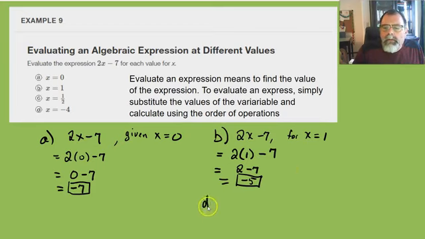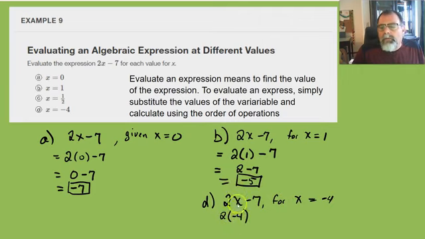Let's do D. I guess I could have done both of them. So 2x minus 7 for x is -4. So 2 times -4. This is what I'm saying. If you do parentheses, you're not going to confuse this as 2 minus 4. It's 2 times -4. So that's -8.